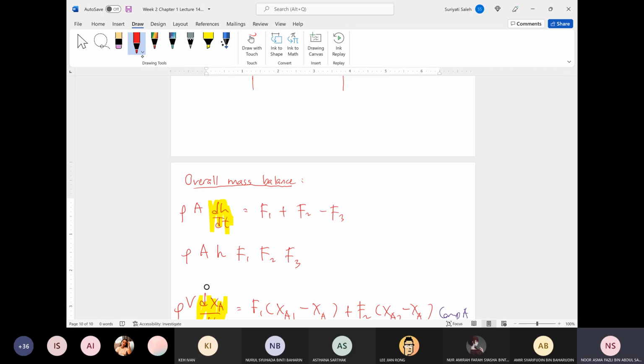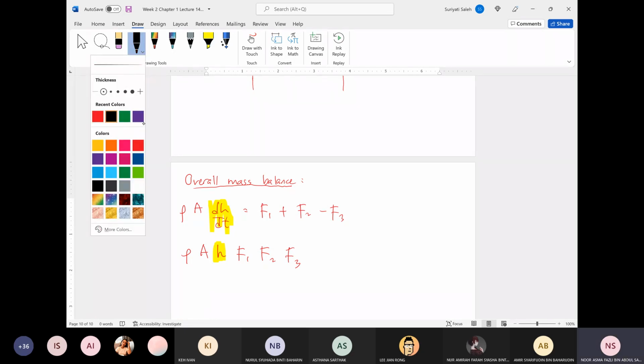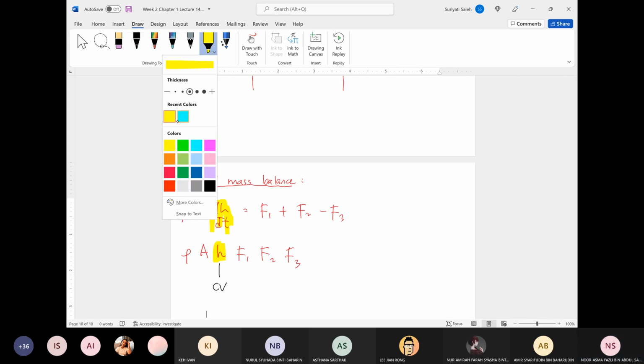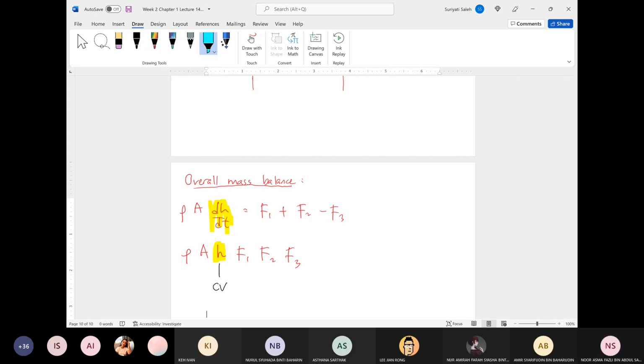So among these 6 variables, we know that the H is our control variable. So H is our CV. And then you have the density and the area. The density and the area normally are constant variables. So when it is constant, you cannot do anything about it. You cannot adjust the value.